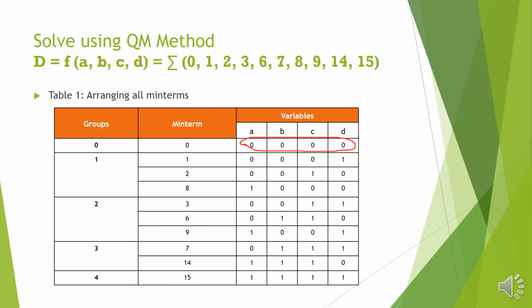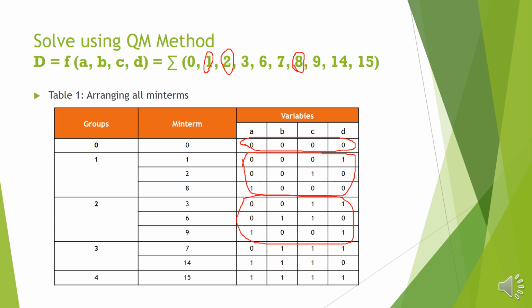Then I'll go for 1 and 2. I'll directly jump to 8, because 3, 6, 9 have binary equivalents consisting of two ones. So let us group 1 and 2. Along with that, 8 comes to the group which has only one number of ones in the binary representation. Similarly, 3, 6, 9 belong to the group of 2.